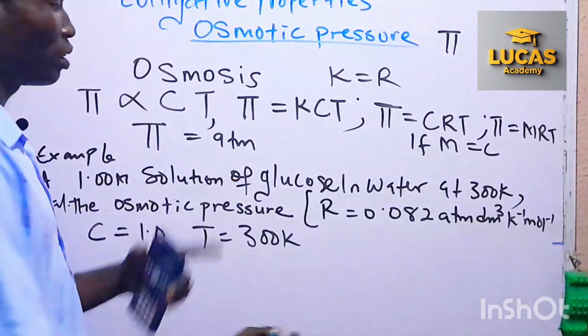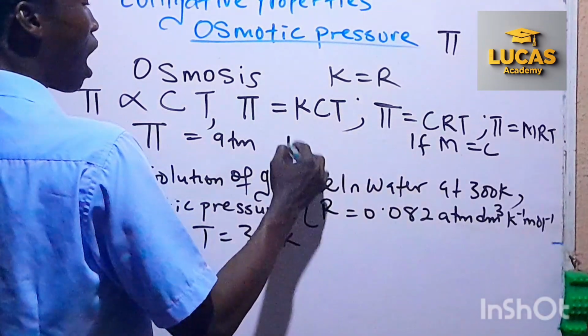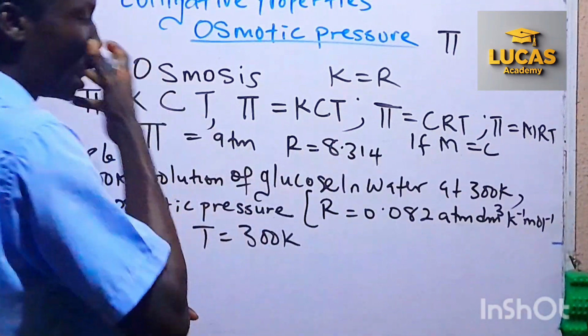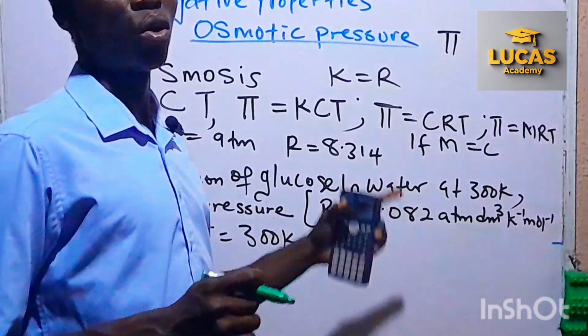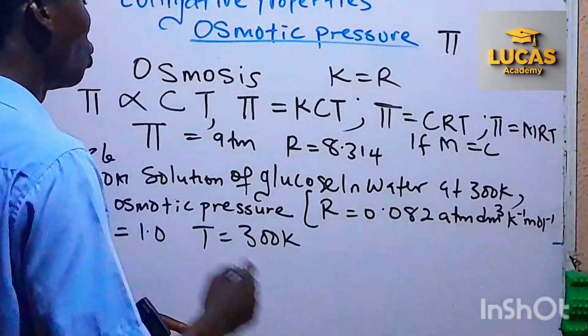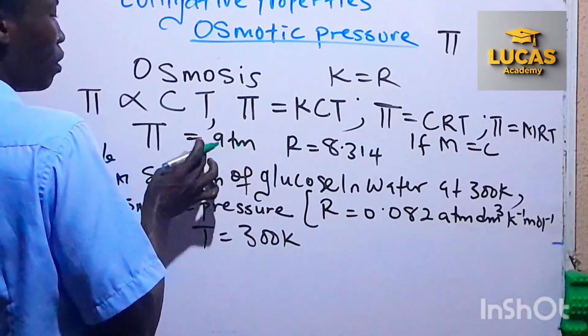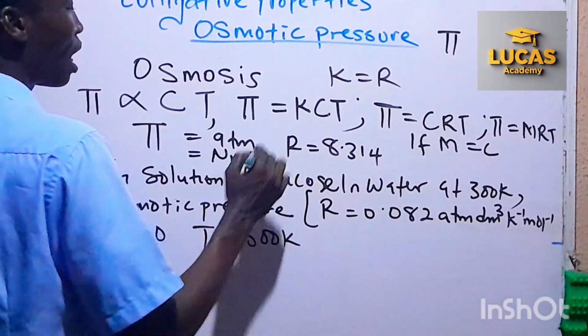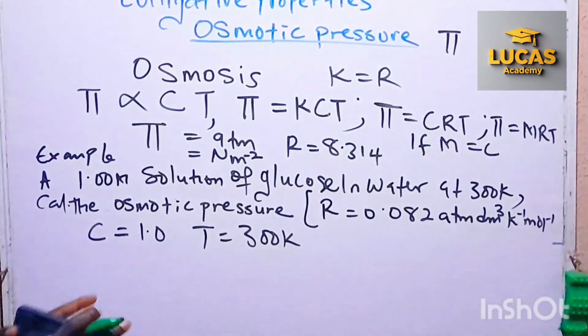But in another place, where the value of R is 8.314, we are using Newton per meter square. So the unit of osmotic pressure there will be what? It will be Newton per meter square. That is what we are going to use for it.